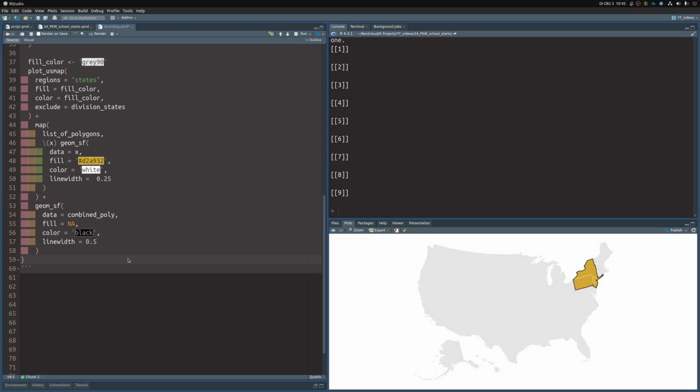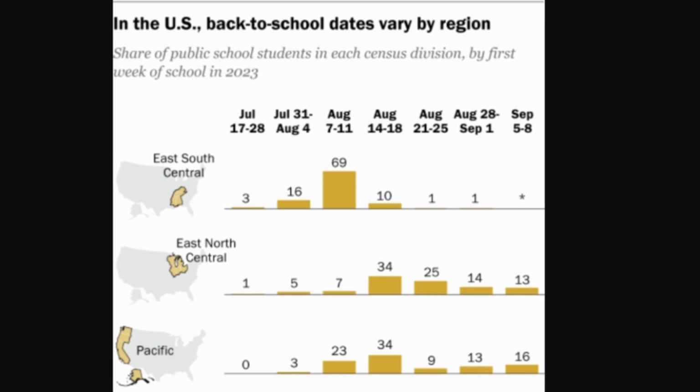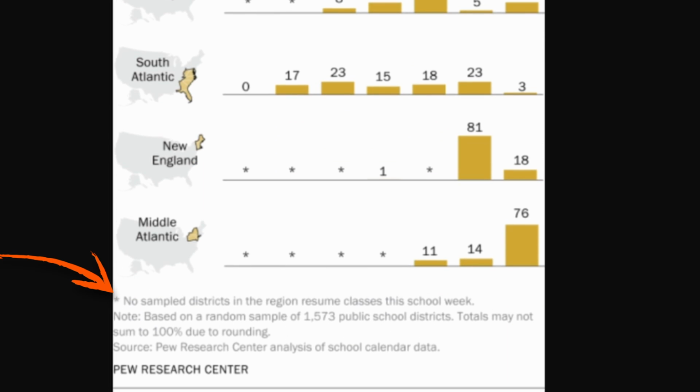In the next step, we want to work on the bar plots. Here you can see that it's basically a labeled bar plot showing on the x-axis different date ranges, and on the y-axis we have the share of public schools. We have to watch out here a little bit because there's a difference between zeros and stars in the chart. And if you scroll down, you will see that actually stars mean that no sample districts in the region resumed class in that week, which is different than the computed 0.